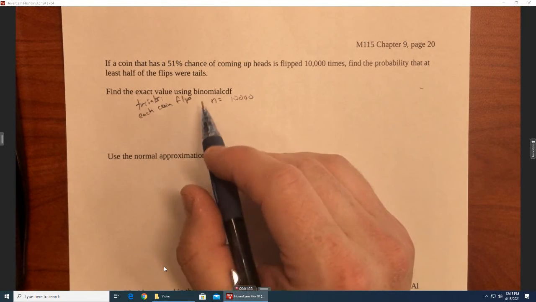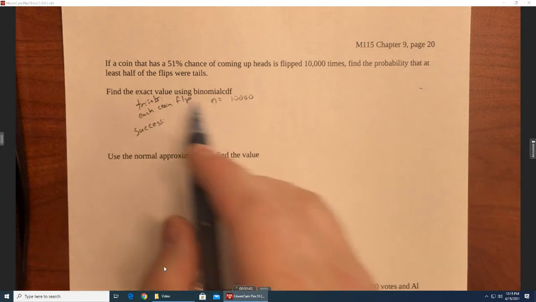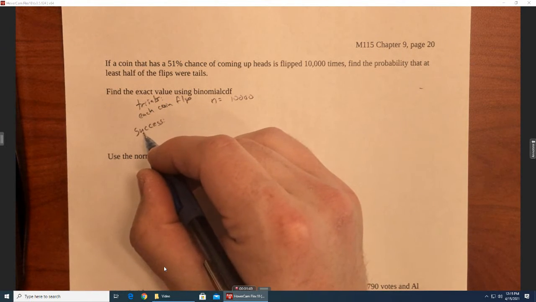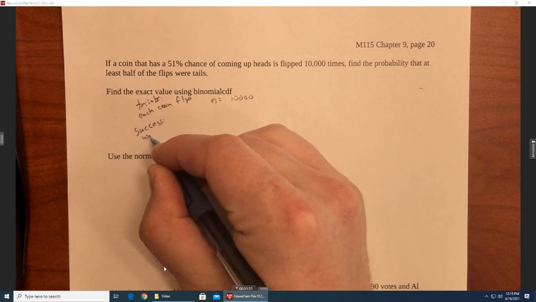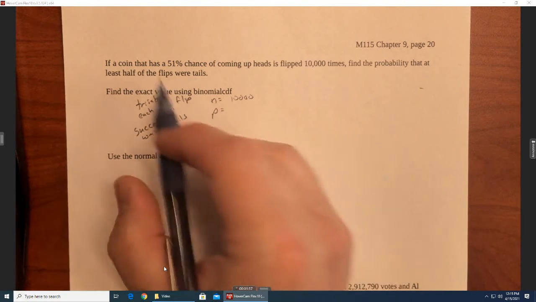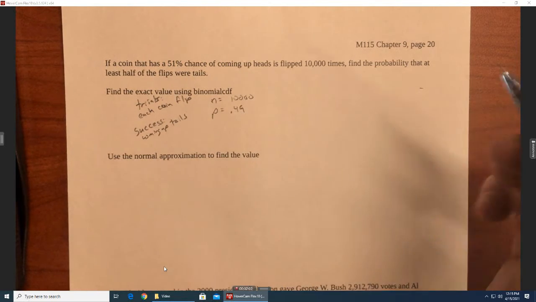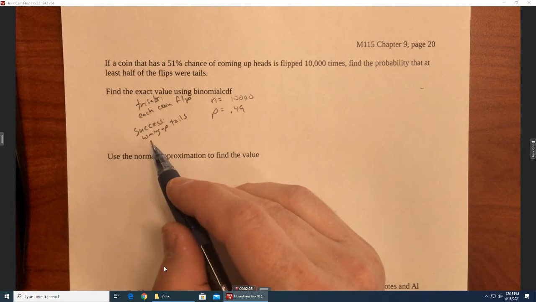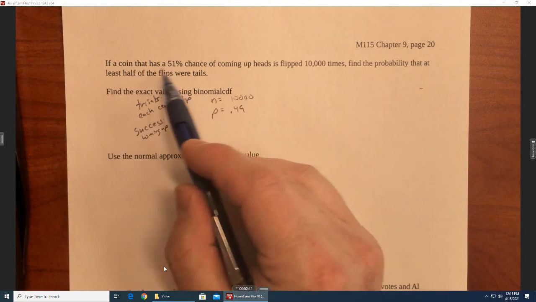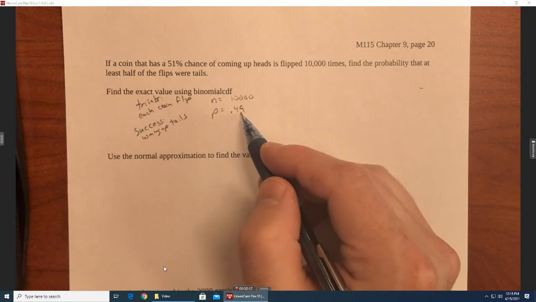The probability of a success, so I'm going to define what a success is here. In this case, we're counting the number of tails, so let's say success is coming up tails. So the probability of a success, well, it's a 51% chance of coming up heads, so that means a 49% chance of coming up tails. Remember, you do have to pay attention to what your success is. I was counting the number of tails, and I gave you the probability of heads, so you do need to be careful about that.